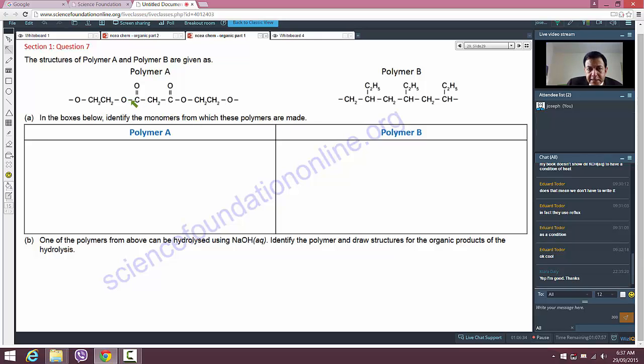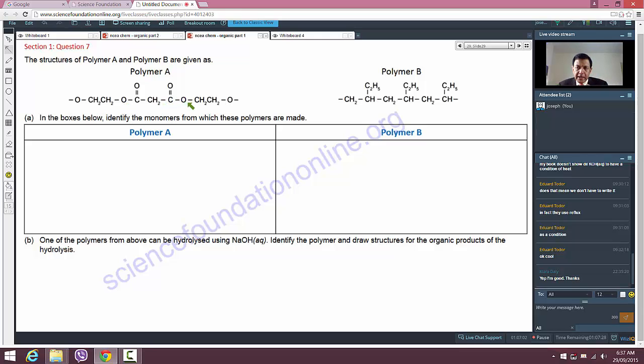You can clearly see that this polymer A involves an ester link. There's a CH2CH2. It must have had two alcohol bits at the two ends. And here's a C double bond O, CH2, C double bond O. It's like a propanoic acid, but it's a propandioic acid with the acid bits at each end of that 3-carbon molecule. And that's an ester linkage on the left, and this is an ester linkage on the right.